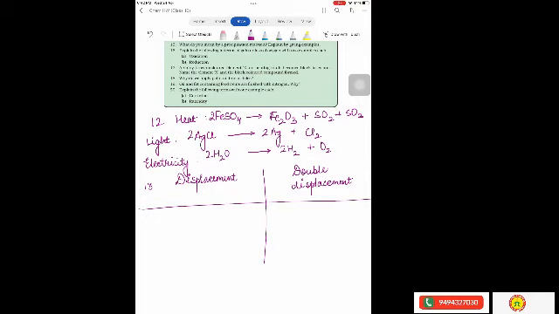Please just tell me what is displacement reaction. Ma'am, displacement reaction is a reaction where a more reactive element displaces a less reactive one. Yes, the reaction in which a more reactive element displaces a less reactive element.